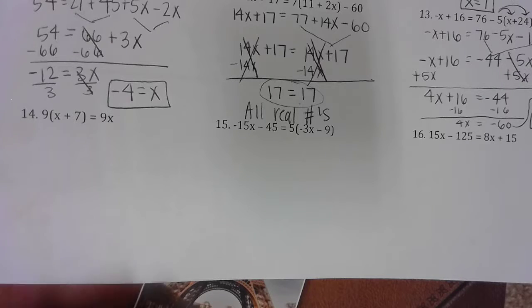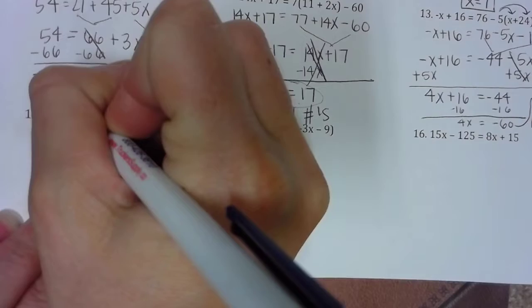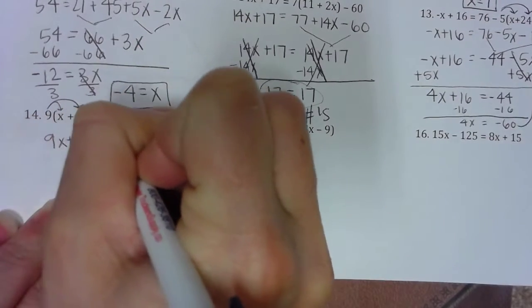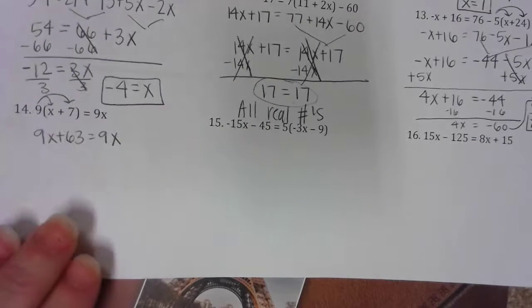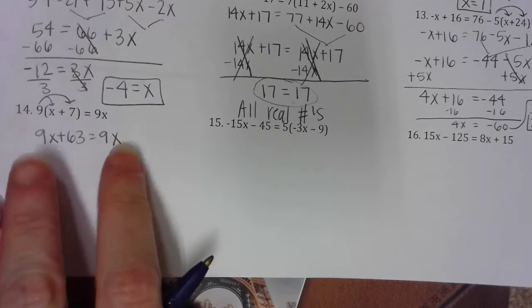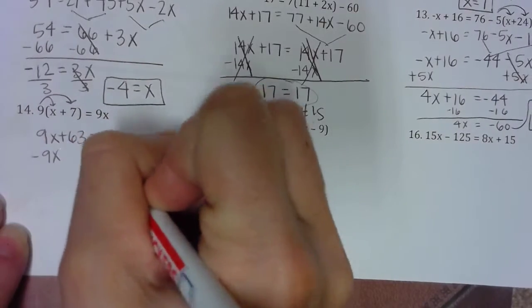Let's try to wrap this up. For number 14, the first thing you'll do is distribute. So I have 9x plus 63 equals 9x. You need to get the variable on one side, so you can subtract 9x from either side. I'll subtract it from this side.